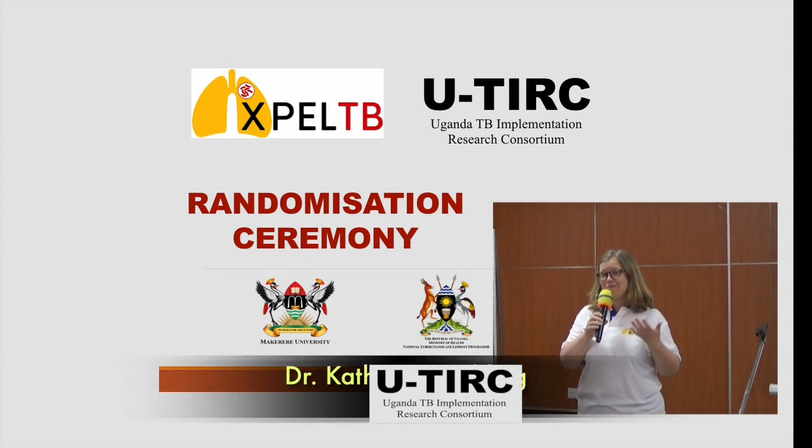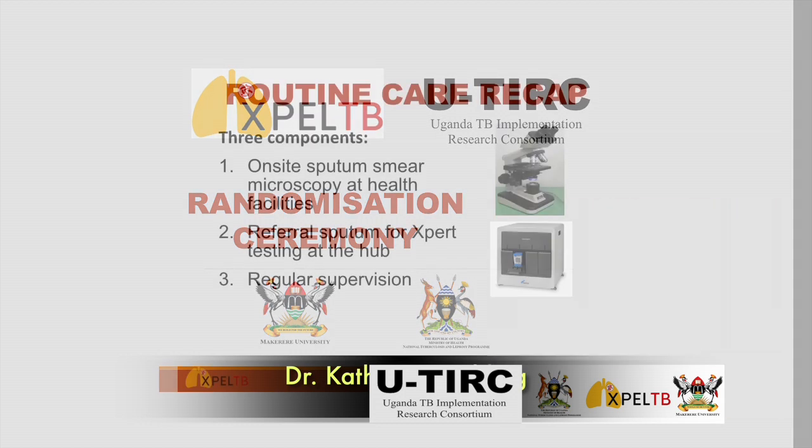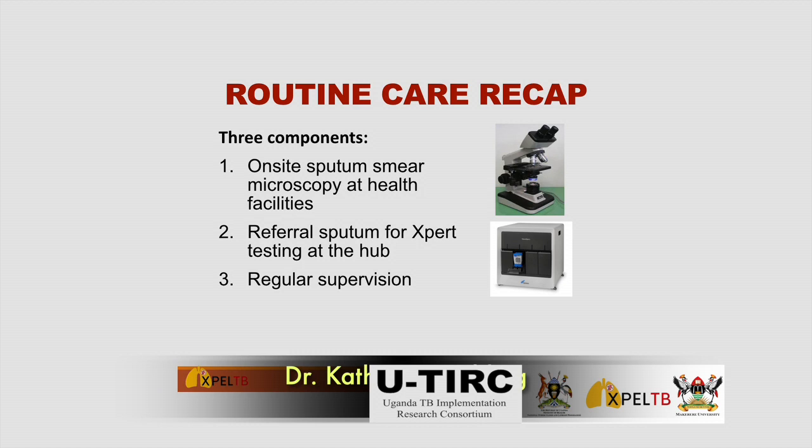So for me, this is a really exciting part of the project: randomization. What I'm going to do is spend the next 15, 20 minutes going through the process of how we're going to randomize these 20 facilities that Achilles has mentioned, 10 to the intervention arm and 10 to the routine care arm. Before I do that, I'm just going to have a quick recap of what those two arms are. Aditya went through this earlier this morning, but let me just do a very quick recap.